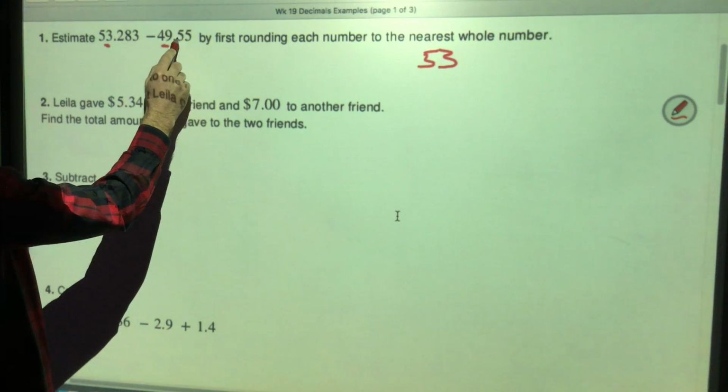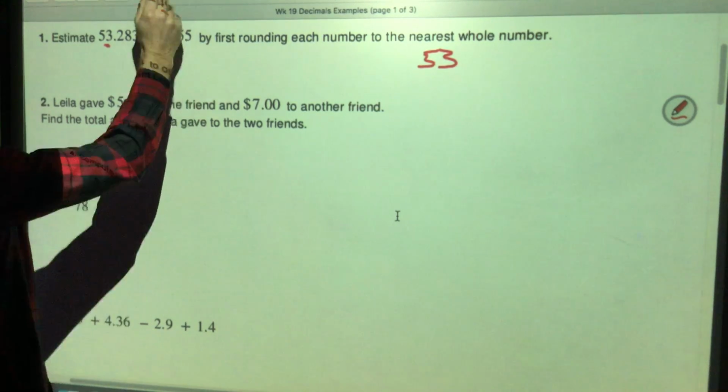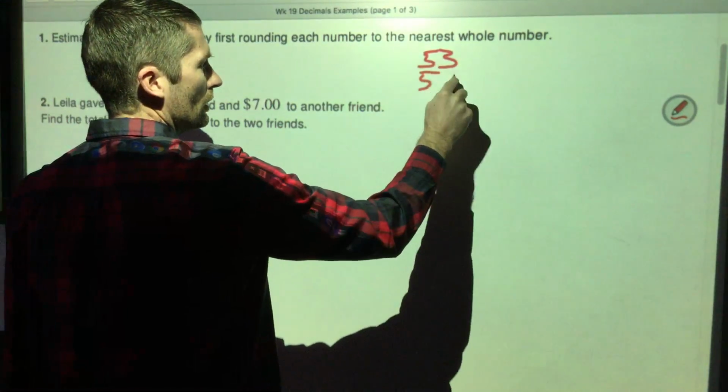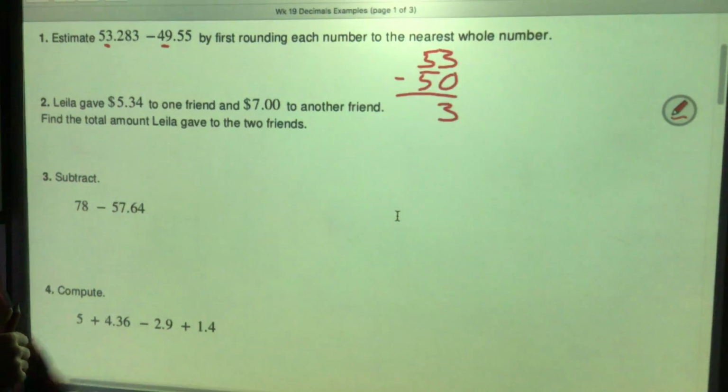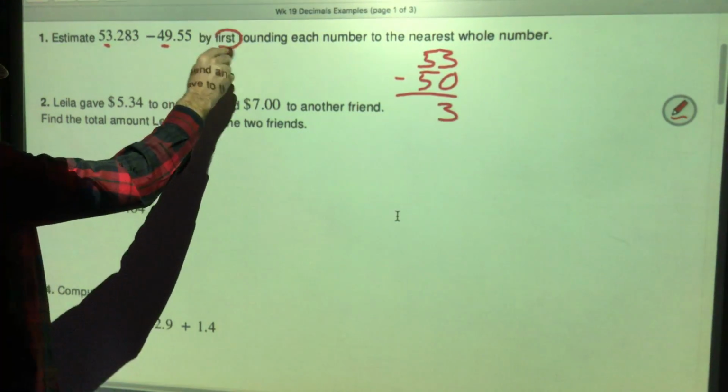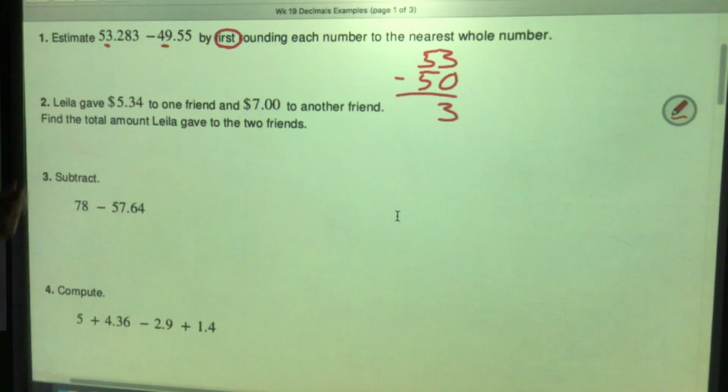49.5, we don't care about this 5, just this 5. 49.5 rounds up to 50. So 53 minus 50 is 3. First round, that's key. Don't subtract, then round. Round first.